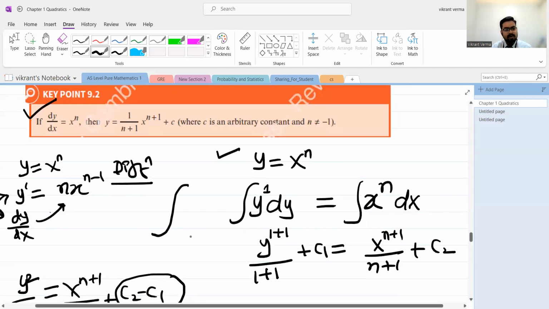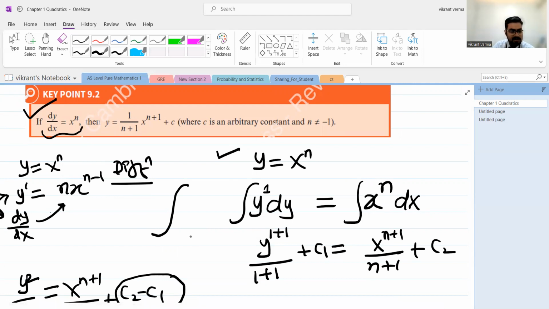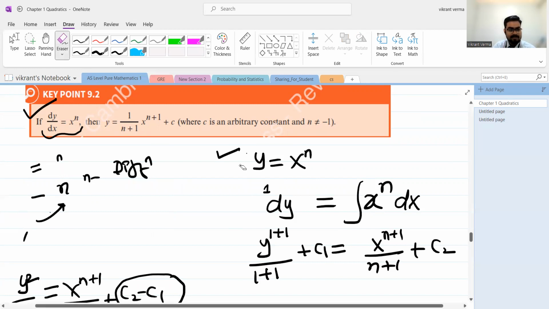But our problem is that they have given us dy by dx equal to x raised to the power n. So now we will see what happens when we do not have y. Earlier we had this y, but now, in place of y, we have a derivative term like dy by dx, and we will see what we do if we have the derivative term. First let me erase all the things that I have written here, and then we will see.